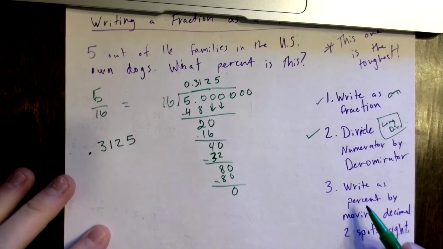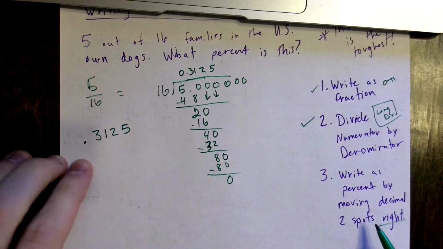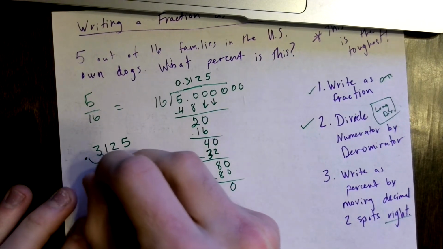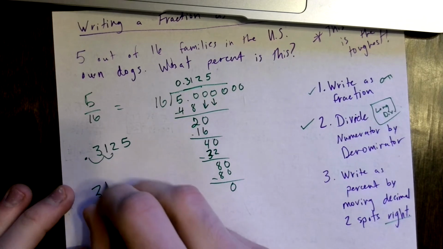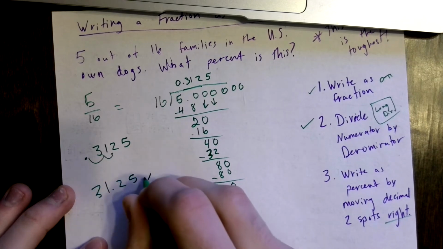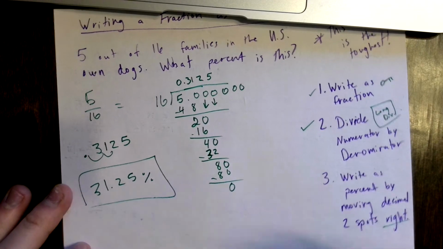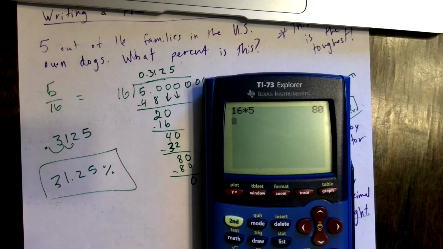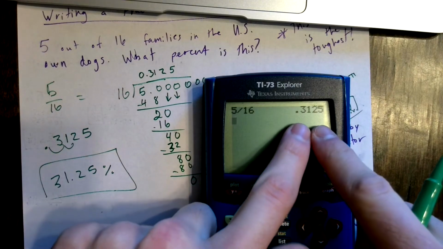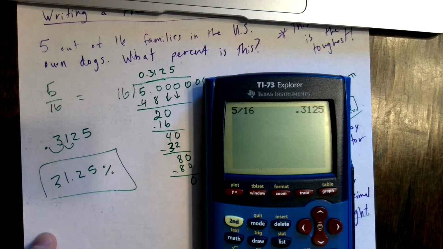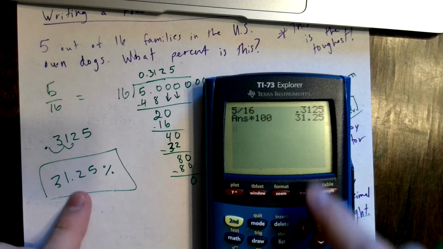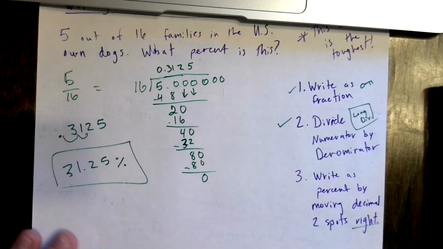And our last step, write as a percentage by moving the decimal point 2 spots to the right. So I'm going to do that. 1, 2, and I get 31.25%. And I could check this right now by punching this in here. We could do 5 divided by 16. And we got our decimal there. If I were to turn that into percent, that's really just me timesing that by 100. And we get our answer there.